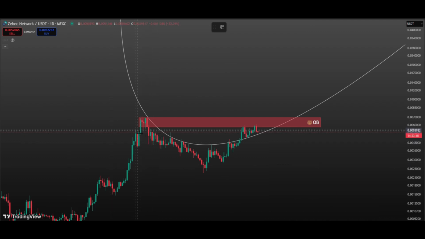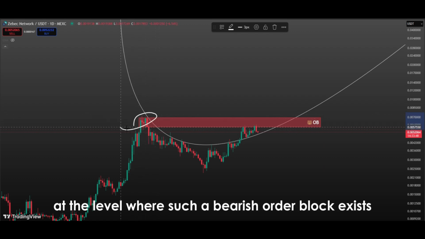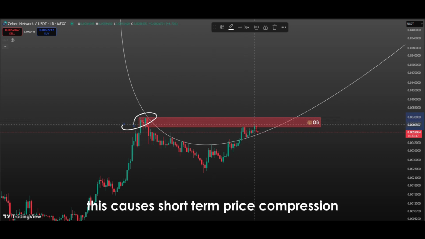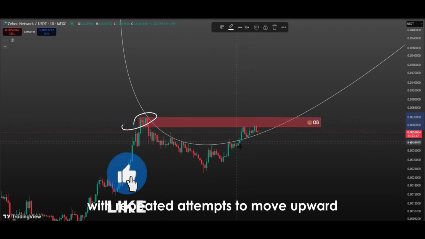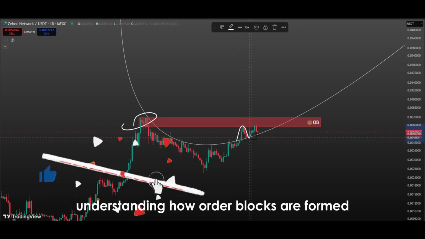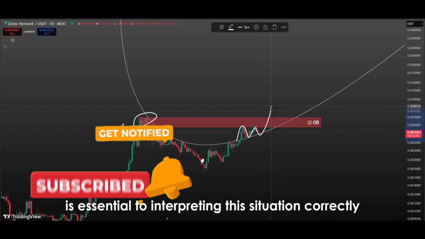In the current scenario, the price is moving exactly at the level where such a bearish order block exists. This causes short-term price compression, with repeated attempts to move upward followed by pullbacks. Understanding how order blocks are formed is essential to interpreting this situation correctly.